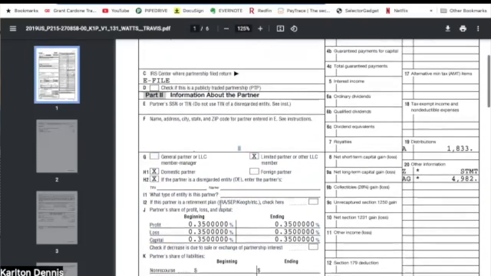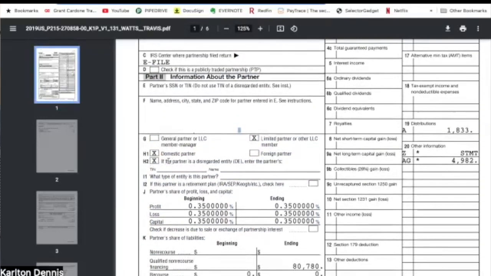So if you go into a partnership as an individual, then in part number H2, I can identify if you are a disregarded entity, which is completely fine for a partnership for you to go in as just a solo member. So this is telling me a lot about how Travis approached this partnership.